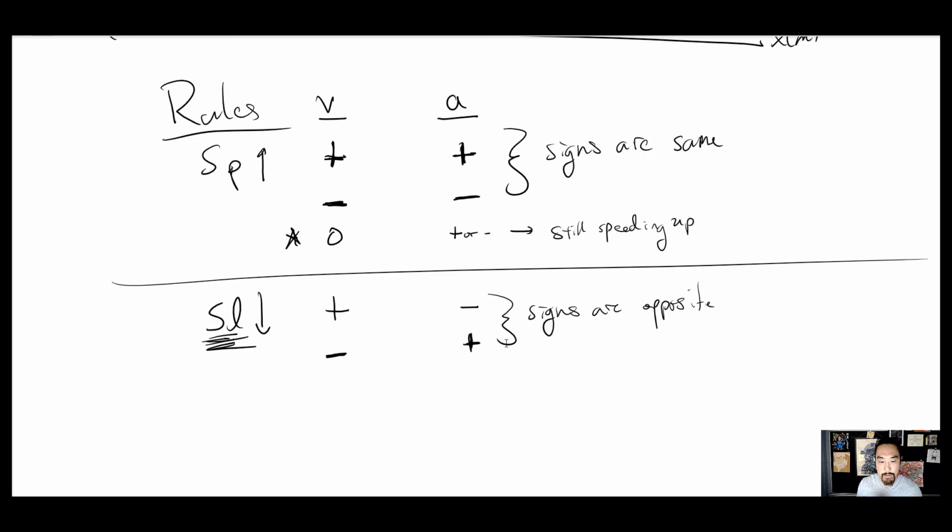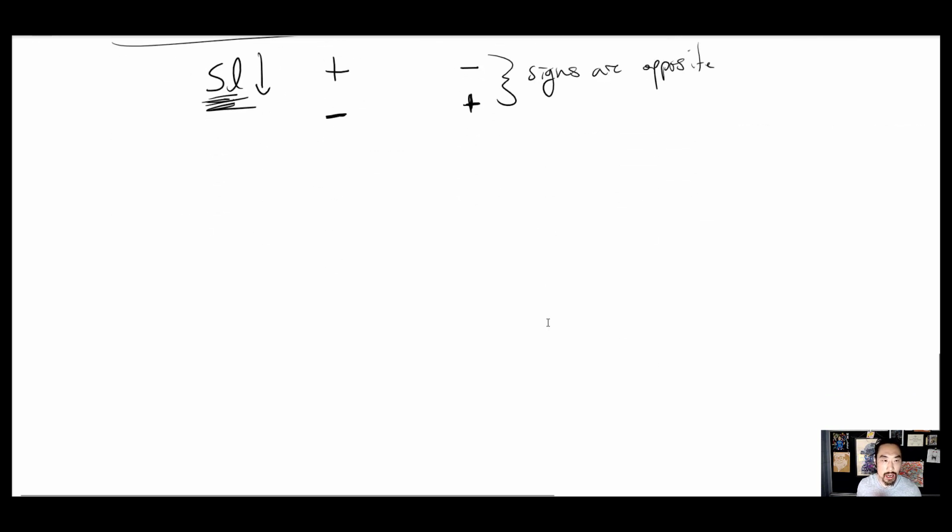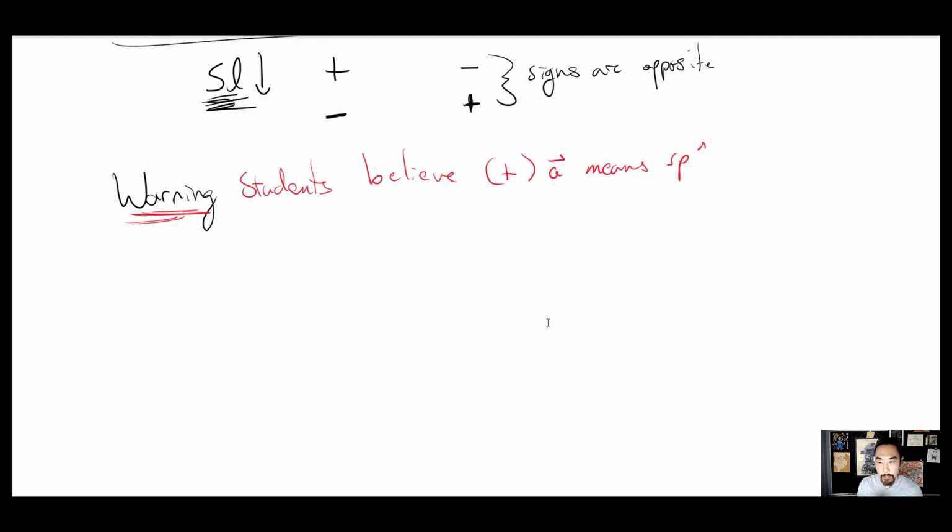All right, pitfalls. A lot of the times, this is a big warning. I'm going to do this in red. Warning, warning, warning. Students believe positive acceleration means speed up. That is not the case. Students also believe that negative acceleration means slow down, but that's not the case.